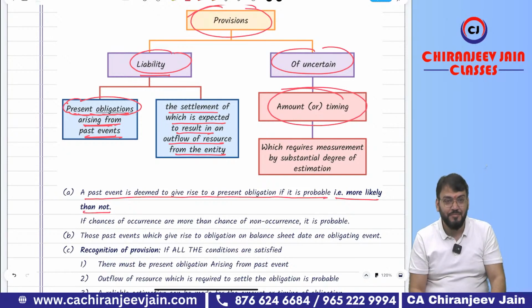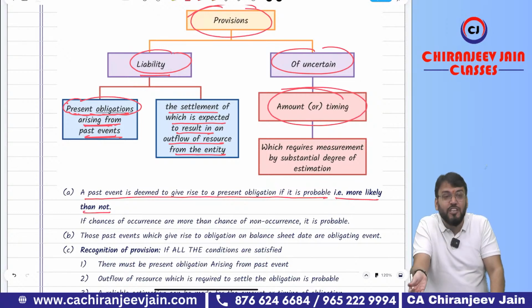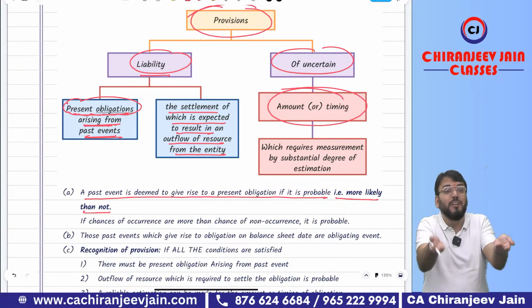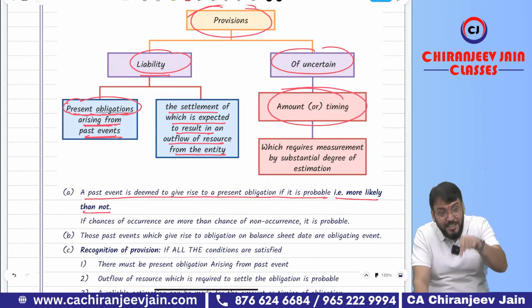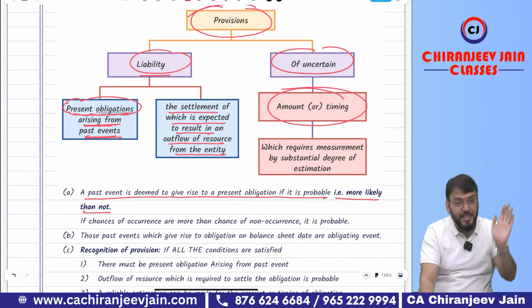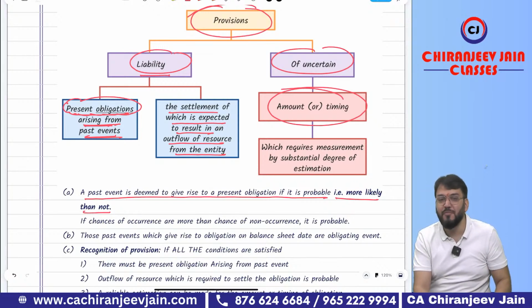Why? Because there is no outflow of resource. It will be converted into equity shares. If it is converted into equity shares, there is no obligation to pay. There is no outflow of resource. I said you need to answer as per current understanding. So leave whatever you have done. One last example: redeemable preference share capital.